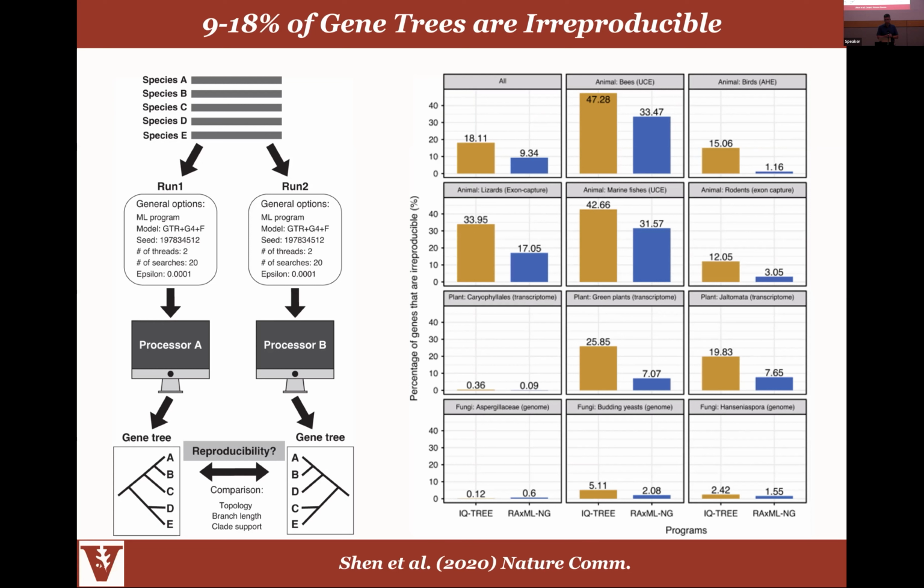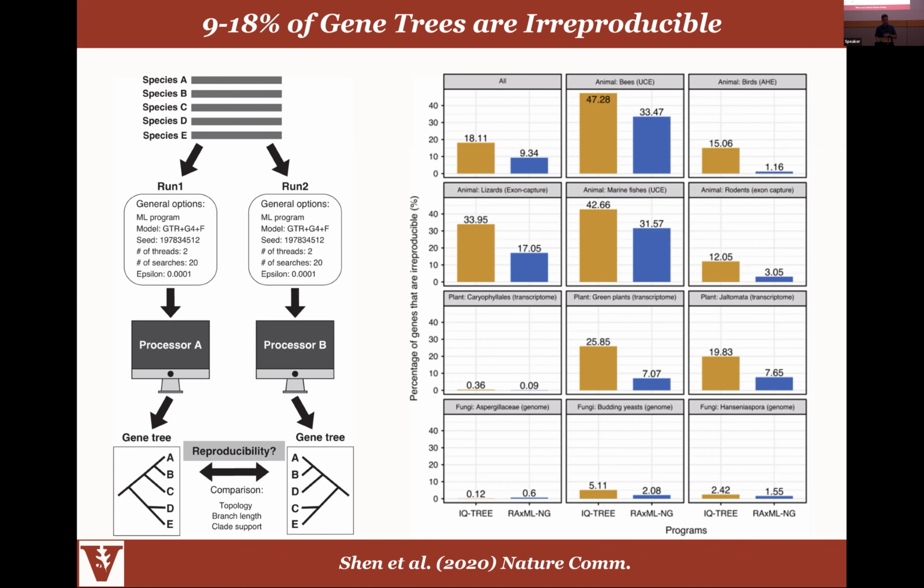He tried it systematically, and we found that if you use state-of-the-art software, somewhere between 10 and 20% of your gene trees are irreproducible. That is, if you run it with exactly the same parameters, you'll find differences.